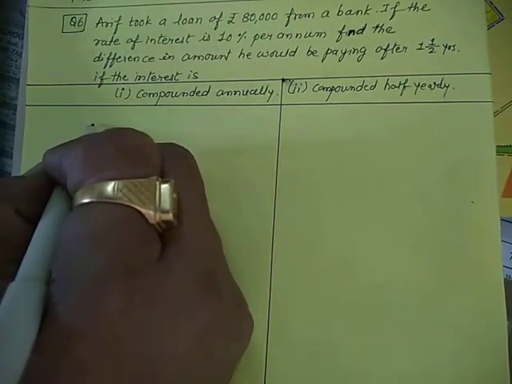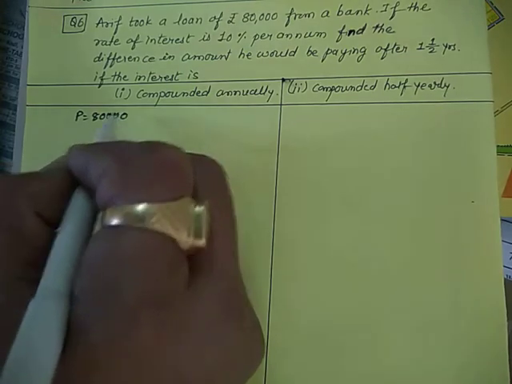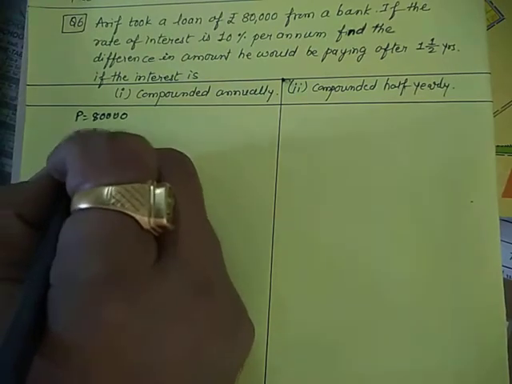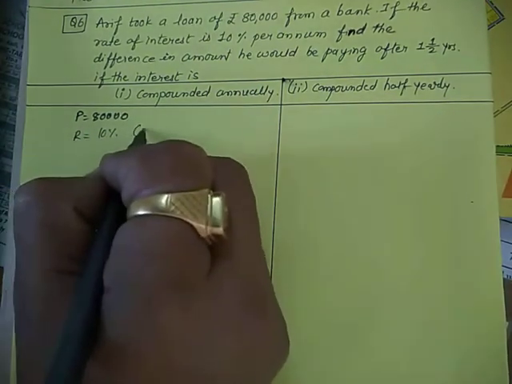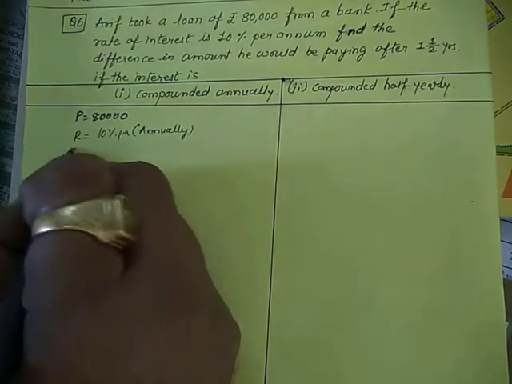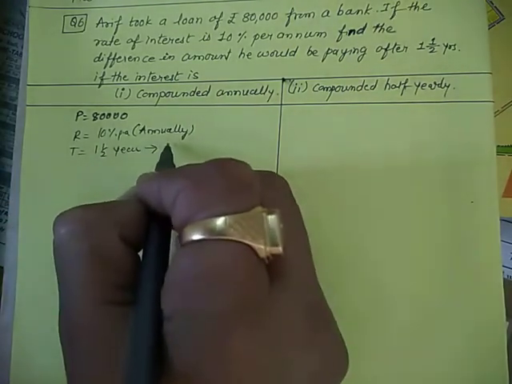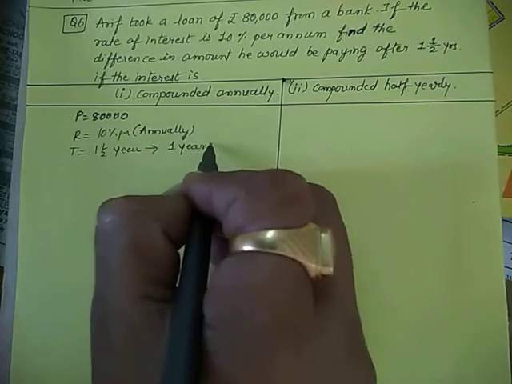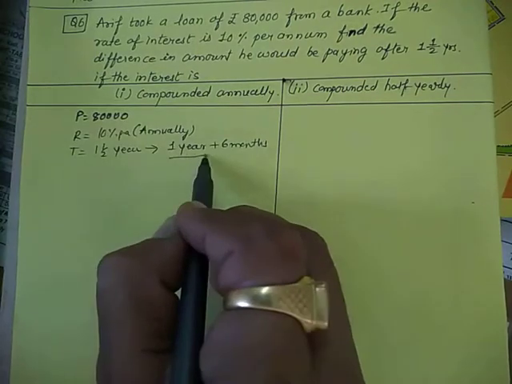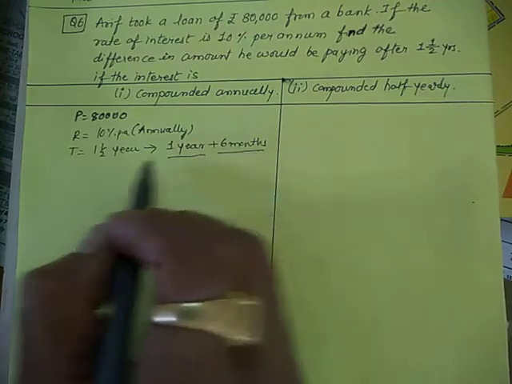So we require the amounting method. So principal 80,000, rate 10%. Here I will write annually, and time 1.5 years. So 1.5 years means 1 year plus 6 months. Clear? So first of all we will find out for 1 year and then separately for 6 months, and together we will get the final amount.